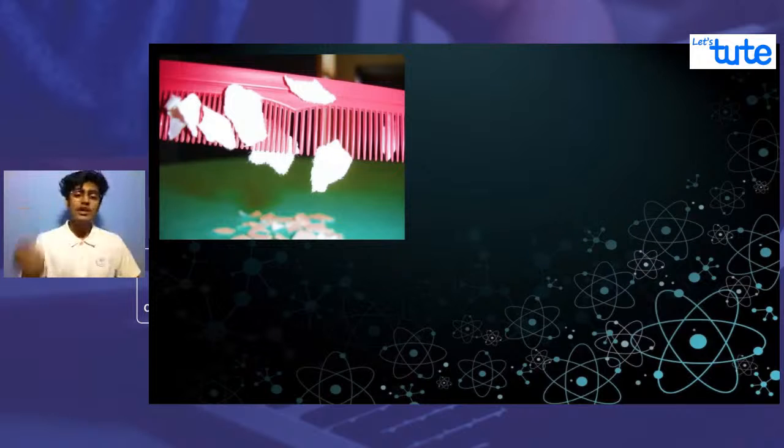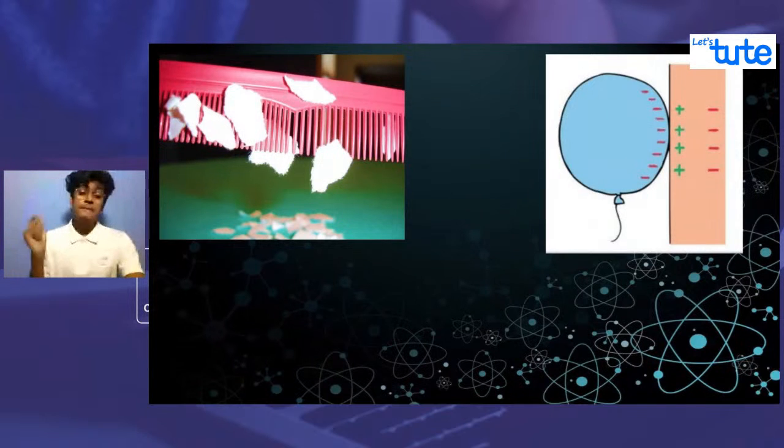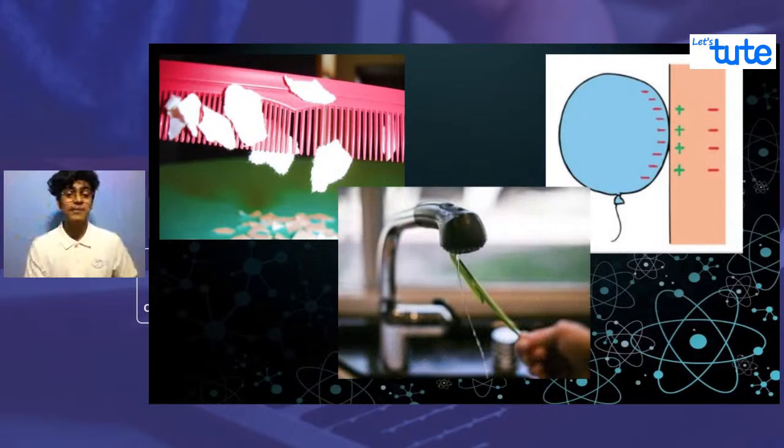If you take a comb and rub it on your hair, and take it close to a bit of paper, the paper gets attracted towards it. This balloon thing must have happened in parties, but you must not have noticed it. So next time you visit a party, you can notice this, or you can perform all these experiments in your home also. You can perform this comb experiment, this balloon experiment, and also this experiment.